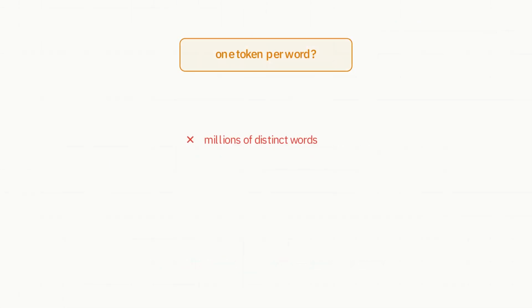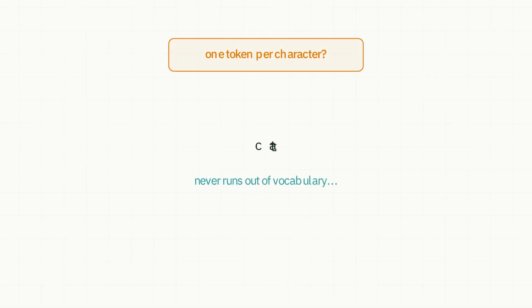Your first instinct might be to just use words, one number for each word, but that turns out to work badly. There are millions of distinct words once you count every name, typo, and technical term. And it falls apart completely on a word the model has never seen before, or on languages that don't neatly split on spaces.